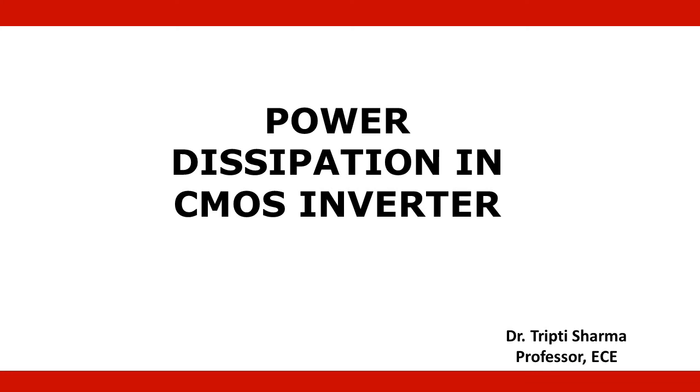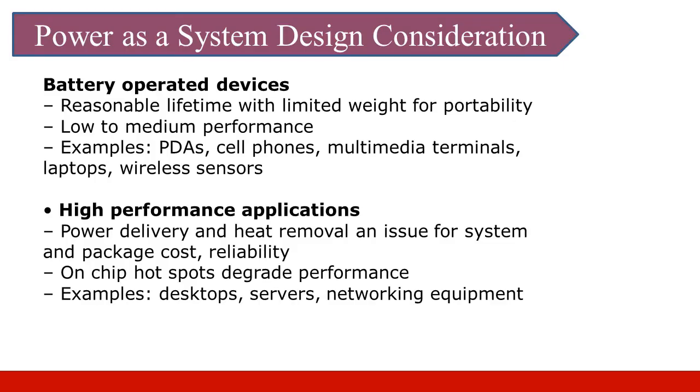And we will also discuss how many types of power dissipation there are and what are the responsible sources in the circuit which cause the power dissipation. So firstly, we should understand why power is chosen as a main design constraint. There are two reasons for that.